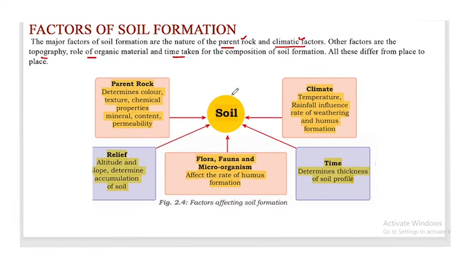Now, look at this. First one, how climate affects soil. Temperature and rainfall influence the rate of weathering and humus formation.